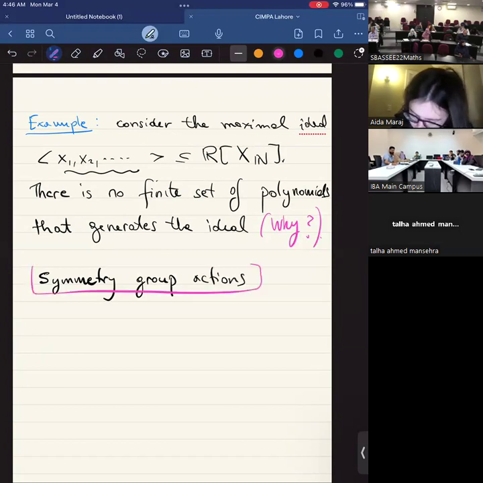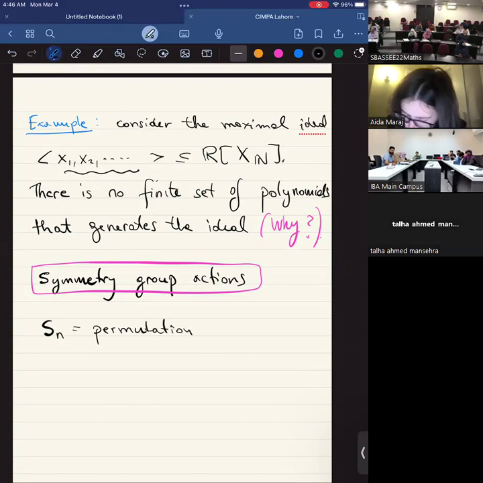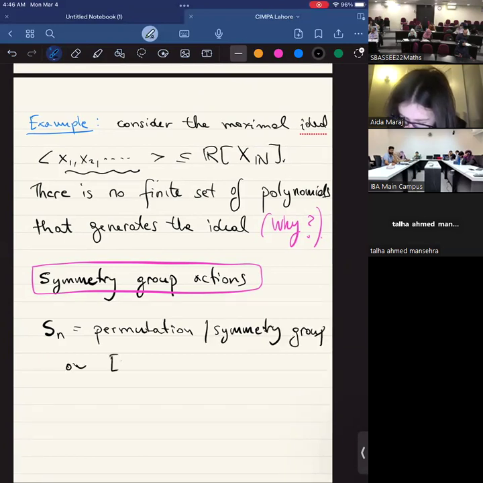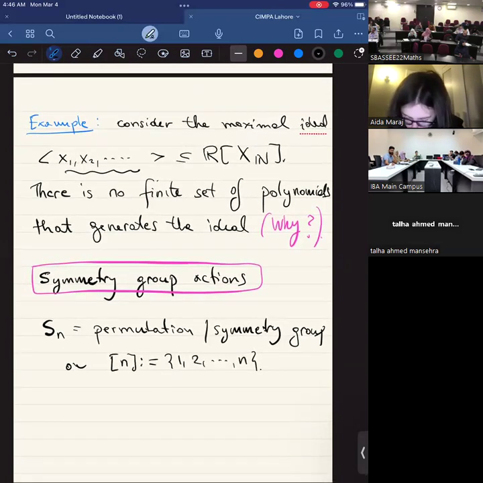Okay, so the idea is that, let's denote by Sn the permutation or symmetry group on the set [n], which is 1, 2 through n. And with this, let's also denote with S infinity the union of these Sn over n in the natural numbers. So, and then define the group action.